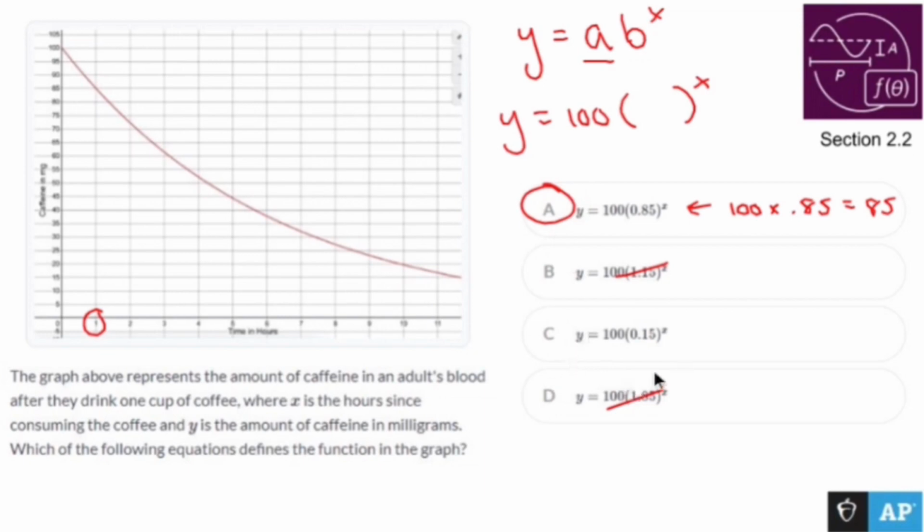If I were to try C, I would do the same thing and plug in 1 and 0.15, and that's going to equal 15, which is not what I want. This also makes sense because this is saying that we are going to decrease, but not at a huge rate. You're losing 15% per hour. That's what's going on here. This is like you're losing almost everything per hour, and that's going to be a huge dip, which is not what we have. So my guy is going to be A.